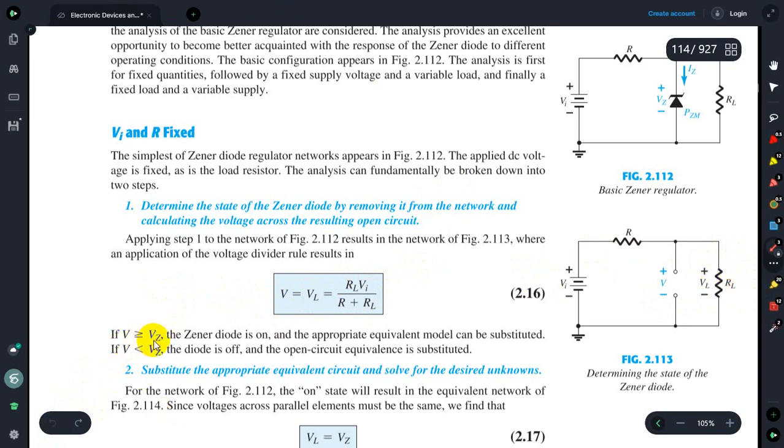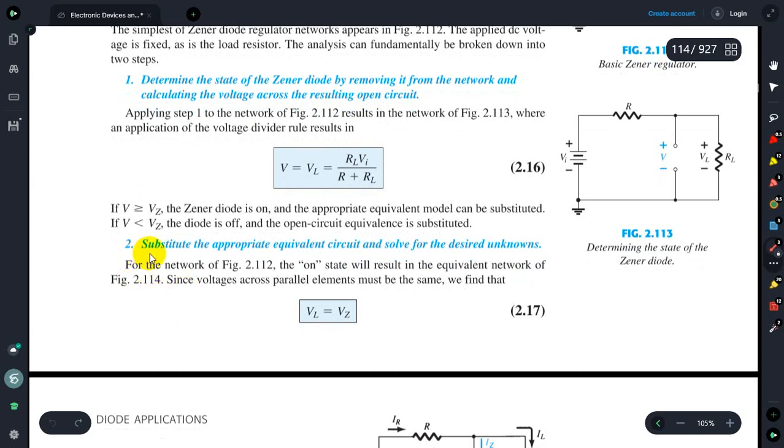If V is greater than Vz, the zener diode is on and the approximate equivalent model can be substituted. If V is less than Vz, the diode is off and the open circuit equivalent is substituted. When the diode is off, the open circuit model will be substituted. Otherwise, we'll use the approximate model.